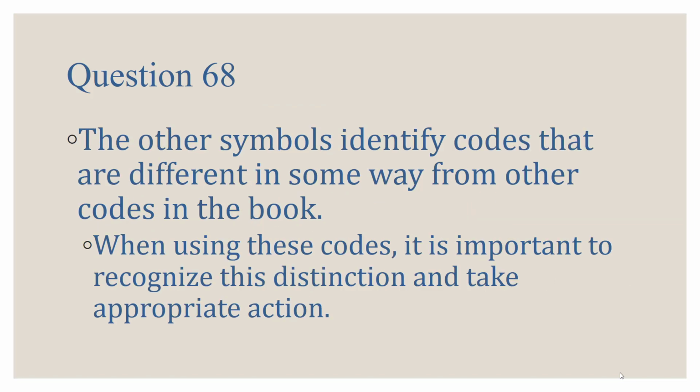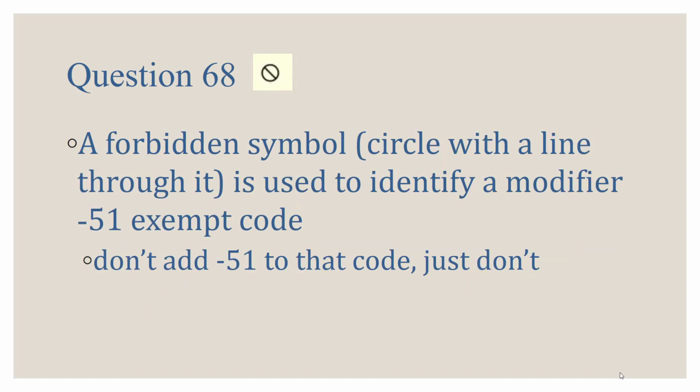The other symbols identify codes that are different in some way from the other codes in the book. When using these codes, it is important to recognize this distinction and take appropriate action. A forbidden symbol, a circle with a line through it, looks like the opposite of a do not enter sign, is used to identify a modifier 51 exempt code. So don't add 51 to that code, just don't do it. It's forbidden.